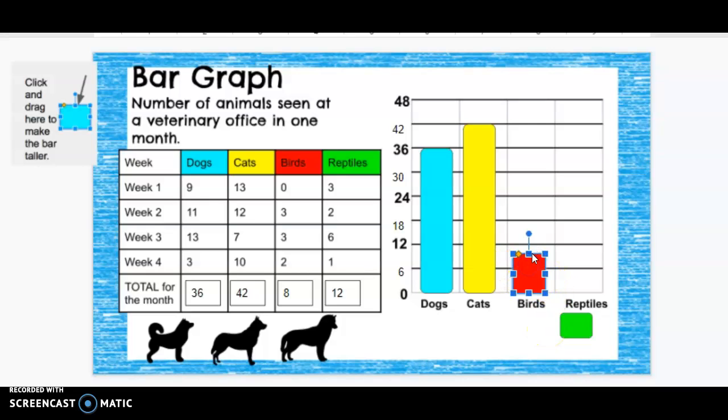Now, if I had stayed down here on the 6, I know that's not correct, but I know I need to go over a little bit, but I can't go all the way to the 12. So you just kind of have to guess and make it as close as possible, okay? So I'm going to go about right there. And then I have 12 reptiles.